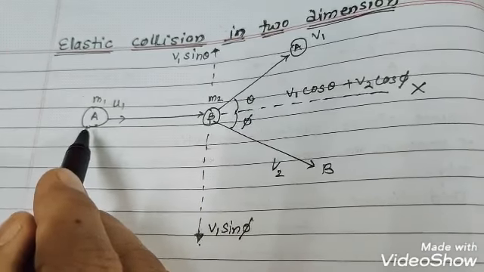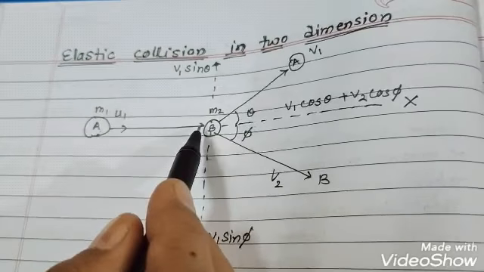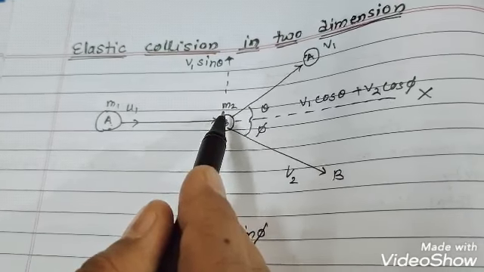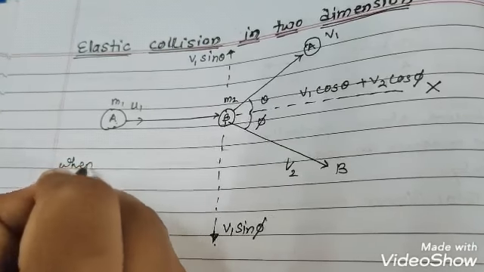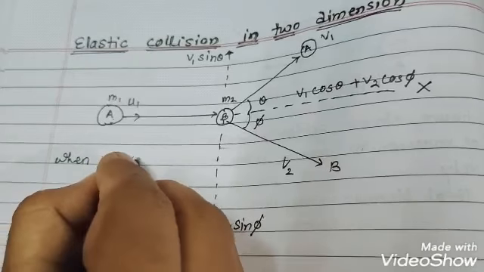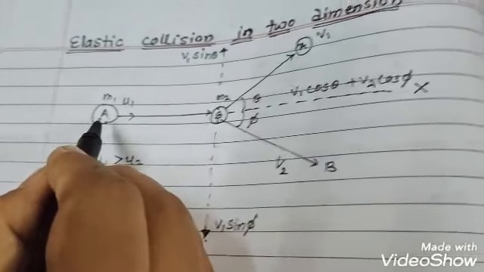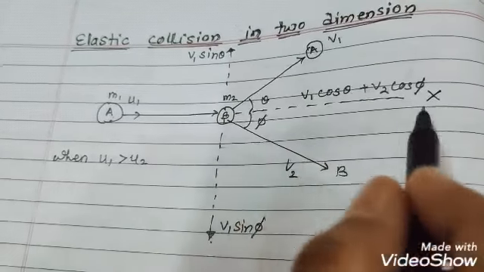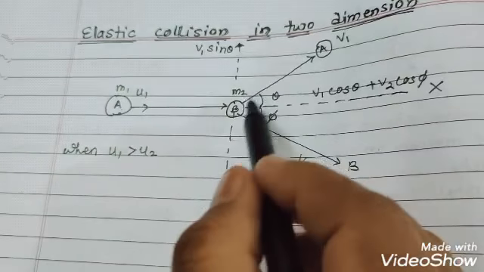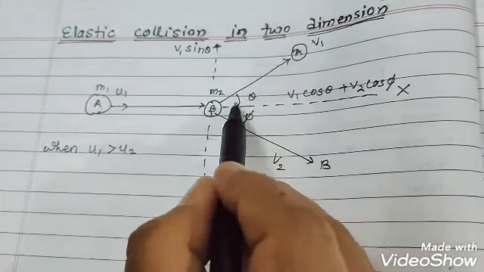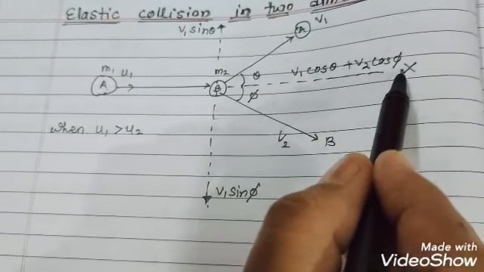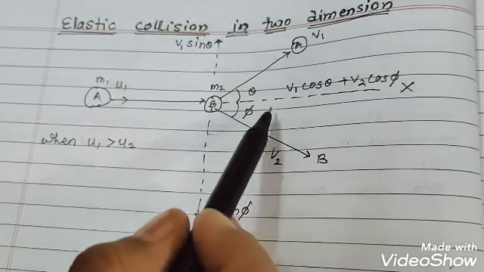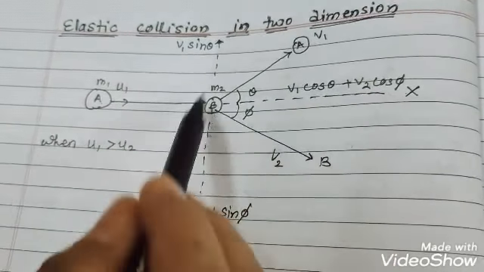Now suppose m1, m2 are the masses of two bodies A and B moving initially along x-axis with velocity u1 and u2 respectively, and u1 is greater than u2, so somewhere the body A will collide with the body B. After collision let the body A move with the velocity v1 at angle theta with the x-axis, and let the body B move with the velocity v2 at an angle phi with the x-axis as shown in the figure here.